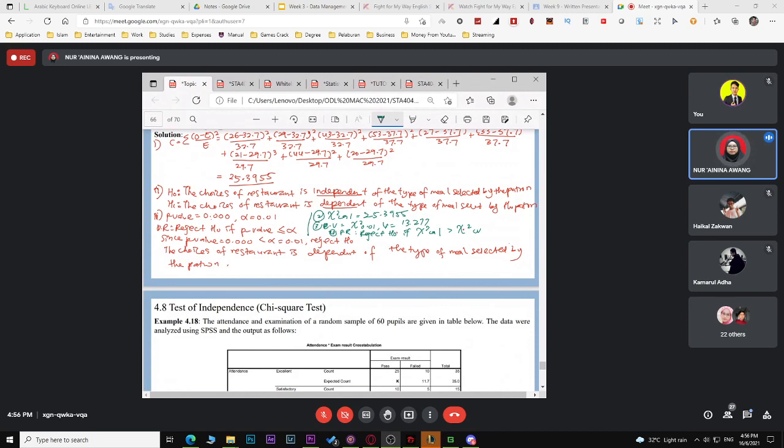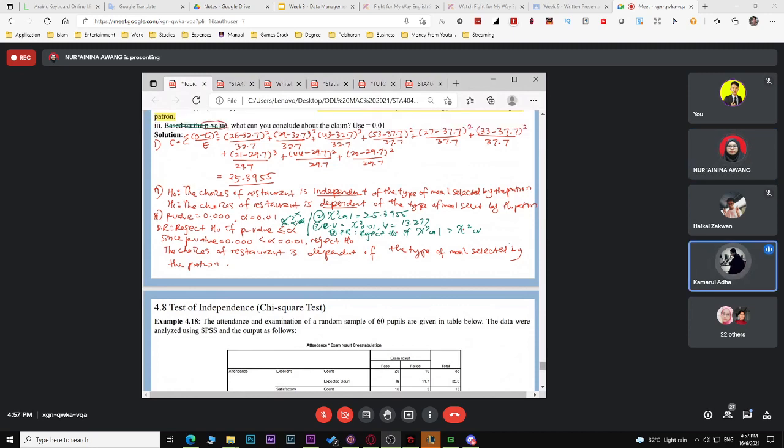So for the p-value, you cannot compare with your critical value. P-value only compares with your alpha. If you use chi-square calculated, only then can you compare with your critical value. If you compare the p-value with the critical value, it becomes wrong. Okay, alright, thank you.